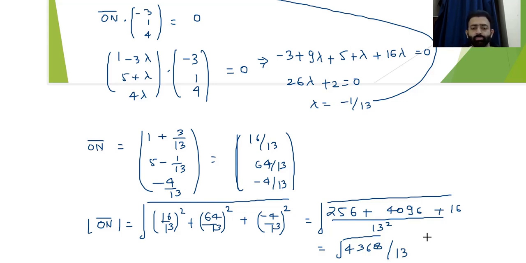Okay, so that's all as far as the chapter vectors is concerned.